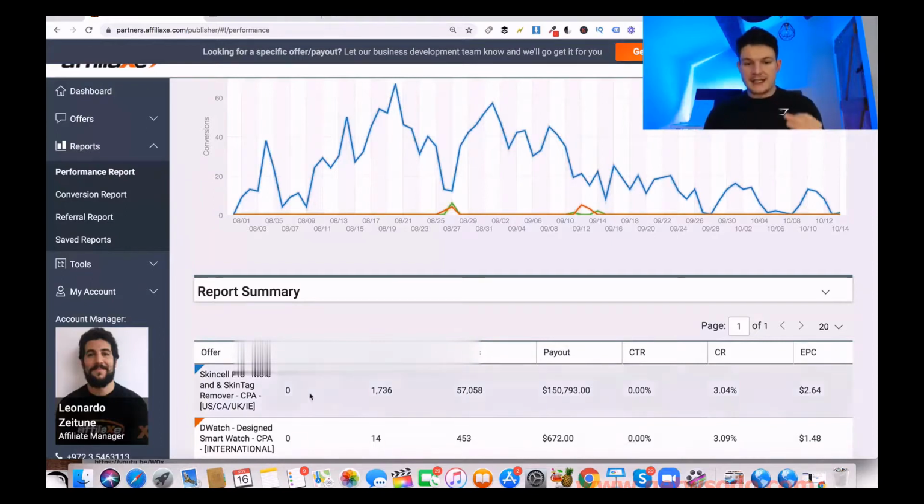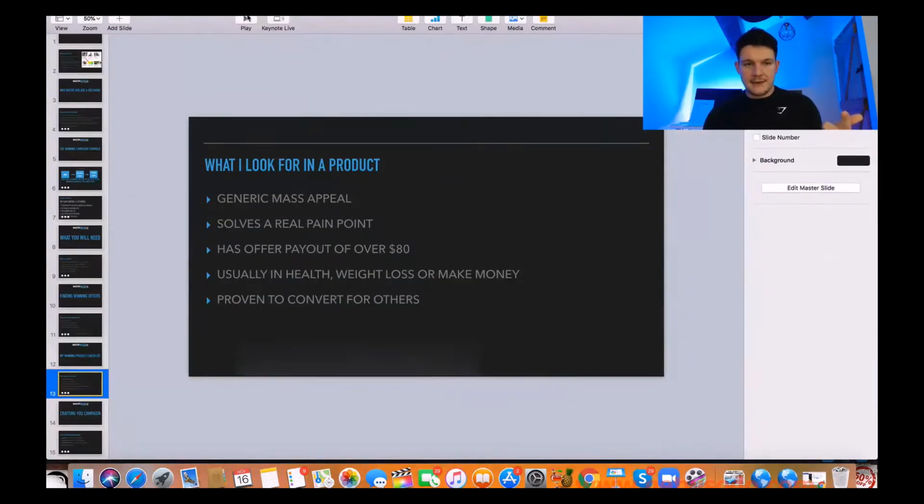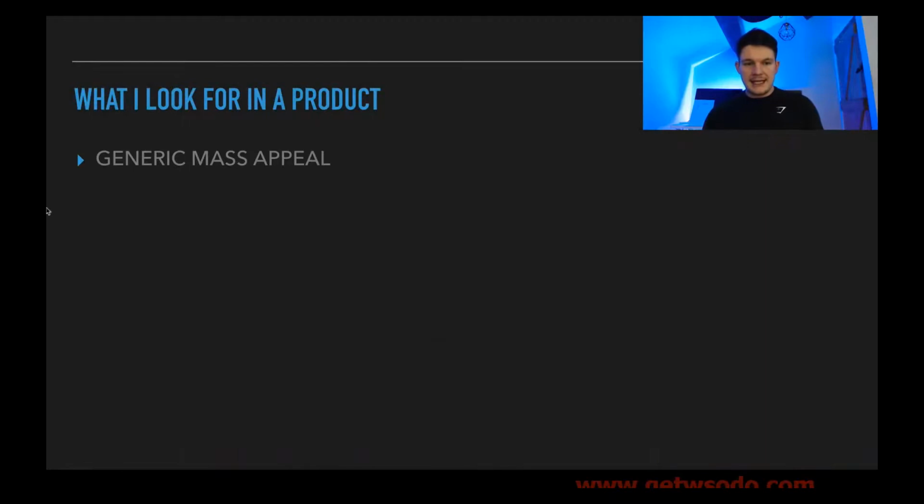So let's just go back to this. So it's a skin tag and mole remover. Now let's go back to this checklist. It needs to have generic mass appeal. So does it appeal to men and women? Yes, men and women have got problems with skin tags and moles on their skin, so it ticks that box.